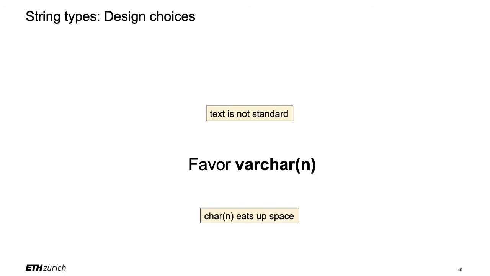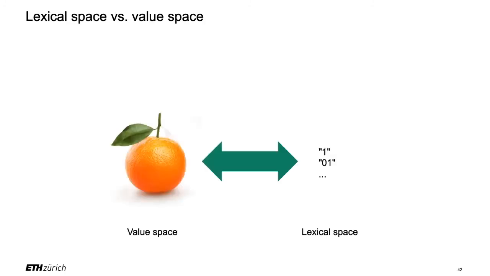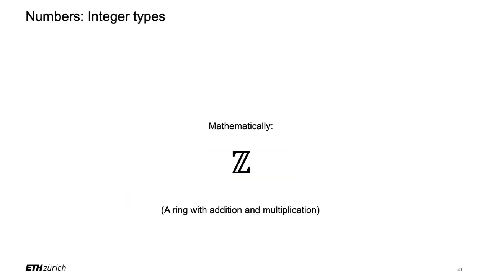Right? Let's go ahead with numbers then. So let's start with integers. Mathematically, the set of integers is called Z, and it's a ring with addition, multiplication, and so on. So 0, 1, 2, -1, -2, and so on and so on. However, we are using computers here. We cannot just talk about numbers like mathematicians would.